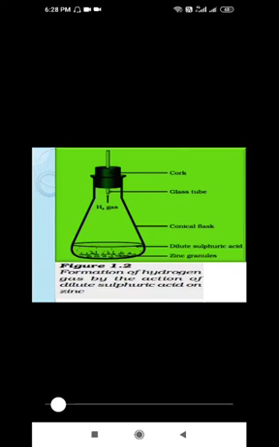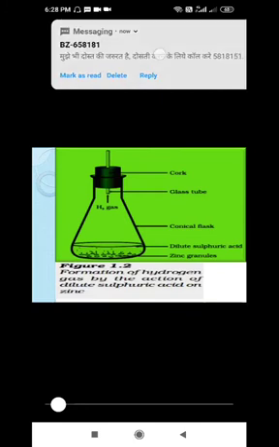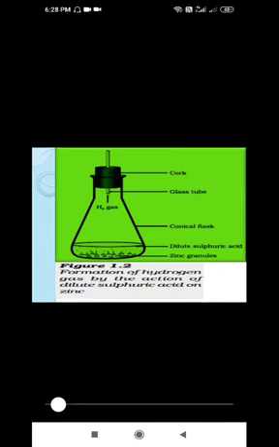When the dilute sulfuric acid reacts with the zinc granules, what is going to form? It is going to form hydrogen gas. And as you can see, the hydrogen gas is getting evolved and will come out through the glass tube. So here you can see that a chemical change has taken place. And if a chemical change has taken place, then definitely a chemical reaction has also taken place.